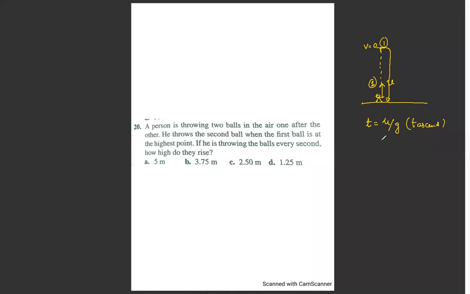So how much is the time? It is 1 second, because a ball is thrown every second. So we can write 1 equal to u by g. From this we get the initial velocity equal to 10 meter per second. Let's find the maximum height achieved. H max is equal to u square by 2g, which is 100 by 2 into 10. So we get 5 meter. The final answer is option A.